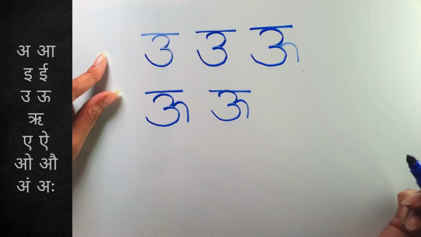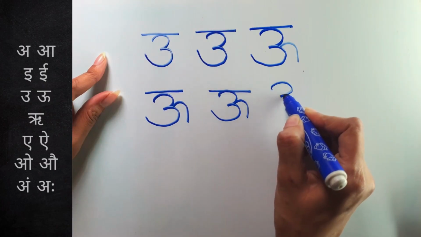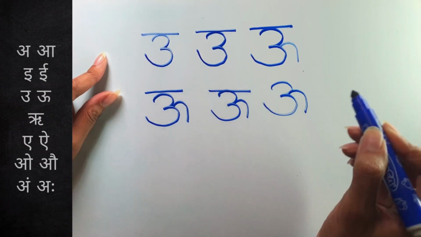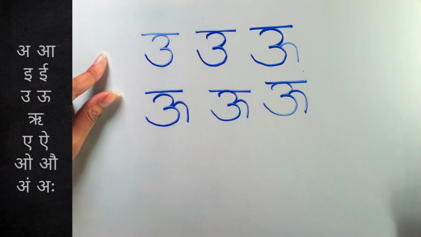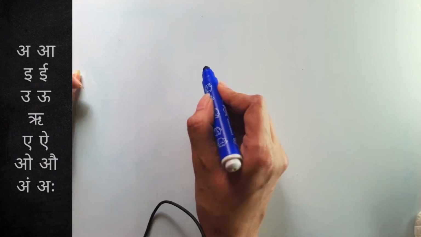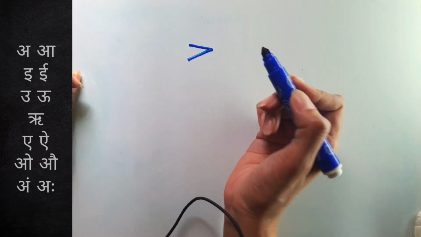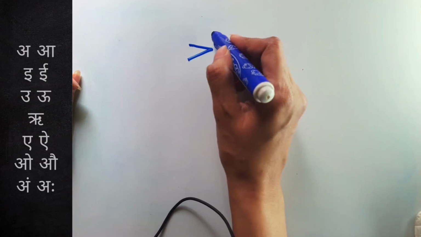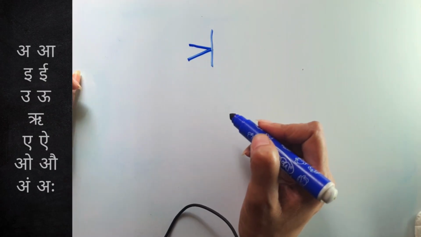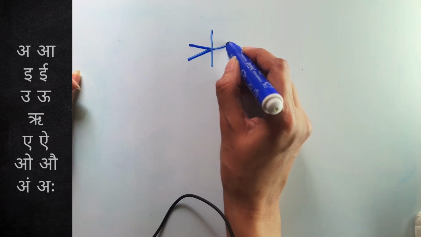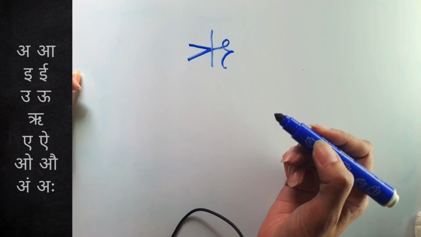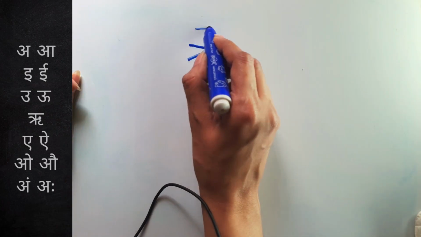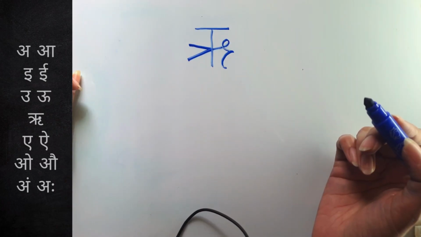This is oo. Once again, like that, and that. Next one is re. Re will be the sound in risk. So this one, like a greater than sign, a vertical line like this, and then something like the cursive R, like that, and then the horizontal line.